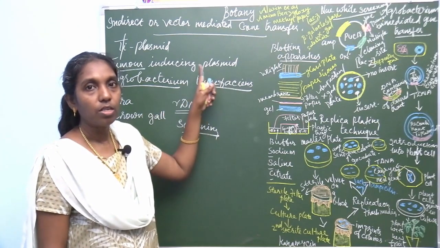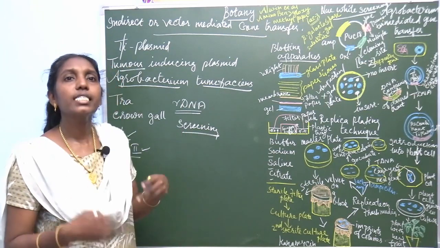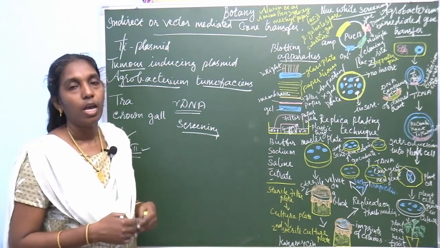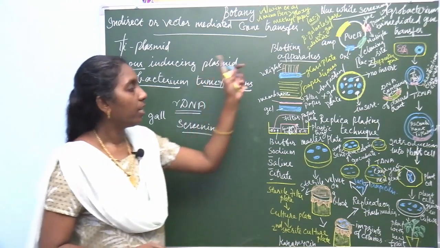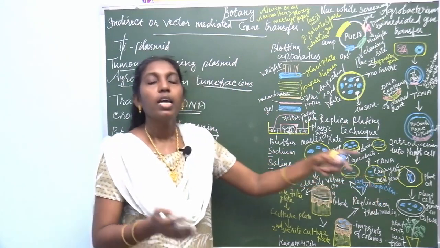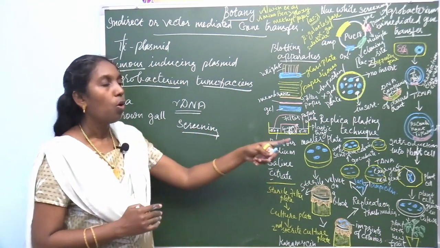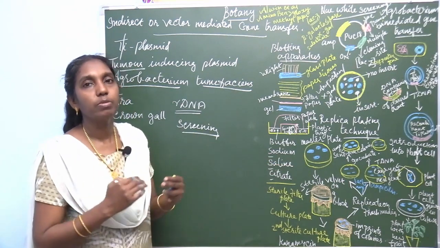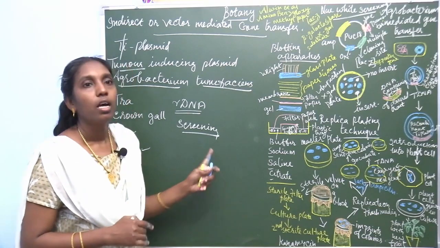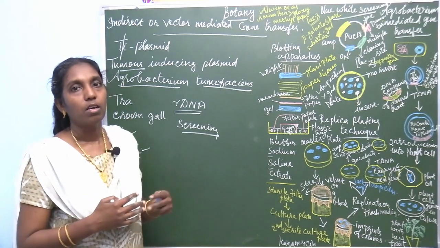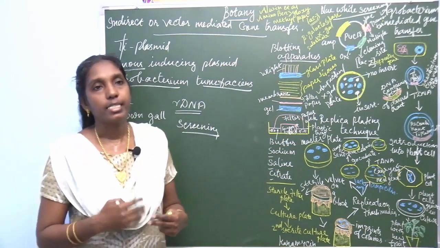So, this is the first question you are going to study today. Second question, screening of recombinants. What is meant by screening? After introducing the rDNA into the host, it is essential to identify whether the host is able to accept the gene or not. The process is called screening. There are different methods used for this screening. You are going to learn different methods of screening.